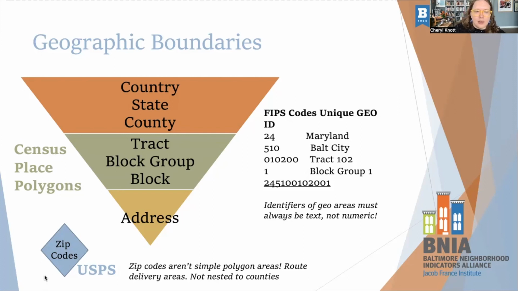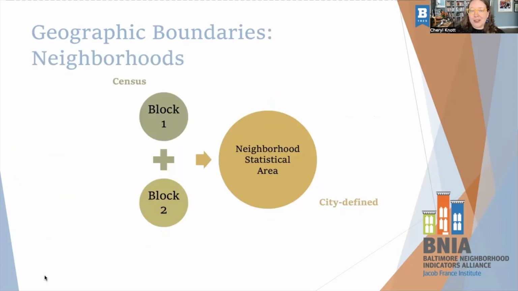So let's keep talking about geographic boundaries while we're on the subject. The city of Baltimore uses a geographic boundary called neighborhoods, or neighborhood statistical areas. These are defined by the Baltimore City Planning Department every decade. Sometimes they make tweaks to the boundaries: areas are combined, sometimes they are split, and sometimes we have name changes.